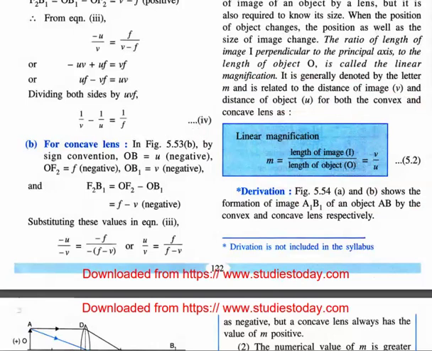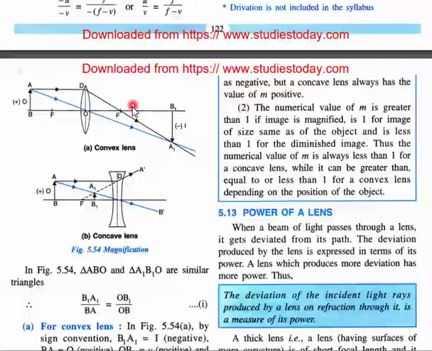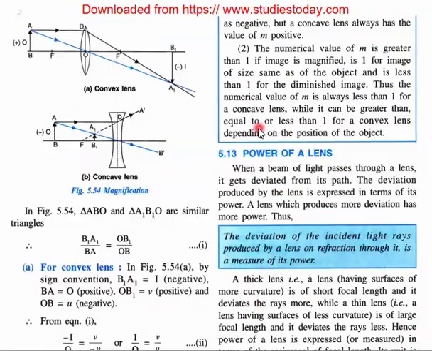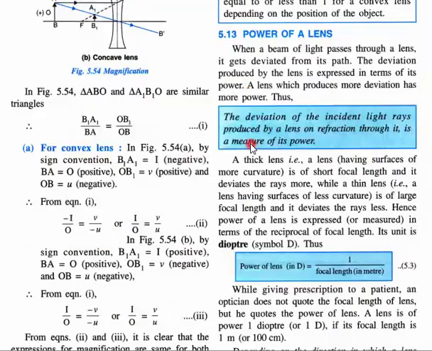I will go to the next page. Okay, so here what you have to remember is the power of the lens. Here you have to remember only three things under this topic: the definition, the unit, and the symbol D, that is diopter, and the power of the lens formula.